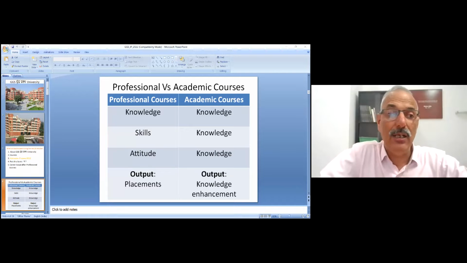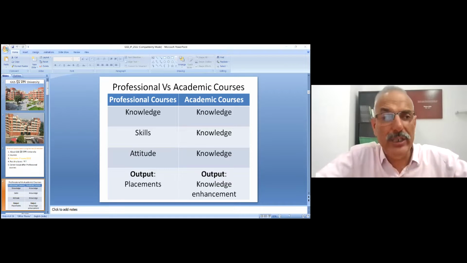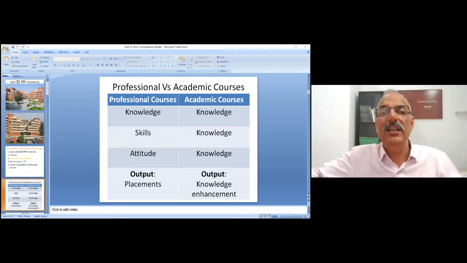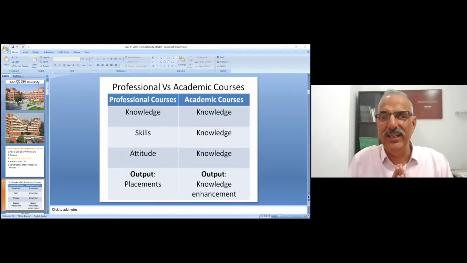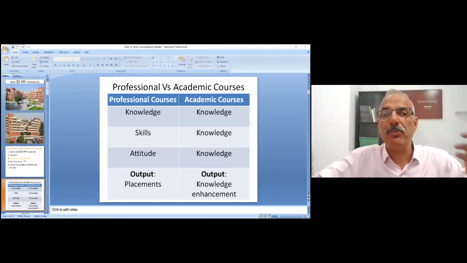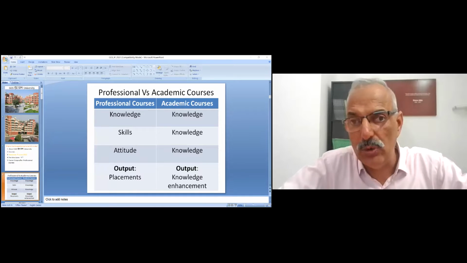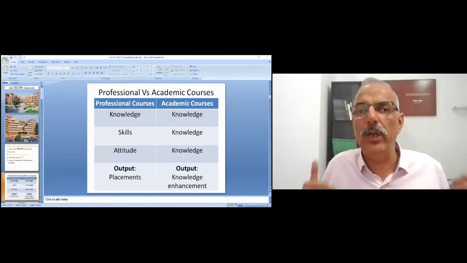So students, if you do a course like BA, BSc, BCom, then we call it an academic course, and the purpose of any academic course is to increase your knowledge, and therefore the output is enhancement of knowledge. Agreed. But a professional course gives you, number one, the knowledge, number two, how to apply that knowledge. We call it skills. And third, a professional course gives you attitude. By attitude, I mean the corporate-ready attitude.